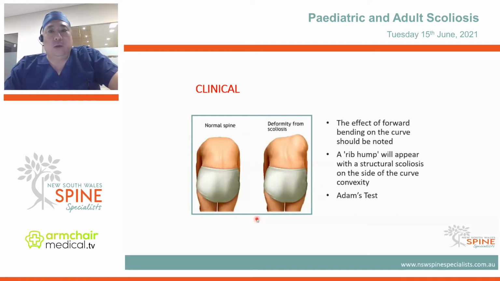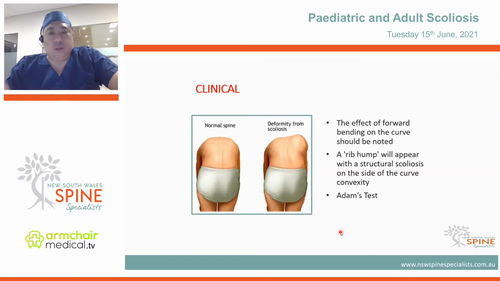And this is what we call the Adams forward bending test. In a normal spine, or in any spine that doesn't have a structural scoliosis, so if they had a sciatic scoliosis or non-structural compensatory curve, when they bend forward, it will be even from side to side. But when they have a structural curve, when they bend forward, you would accentuate that rotation component of the scoliosis, and you'll be able to detect the ribs on one side higher than the other.